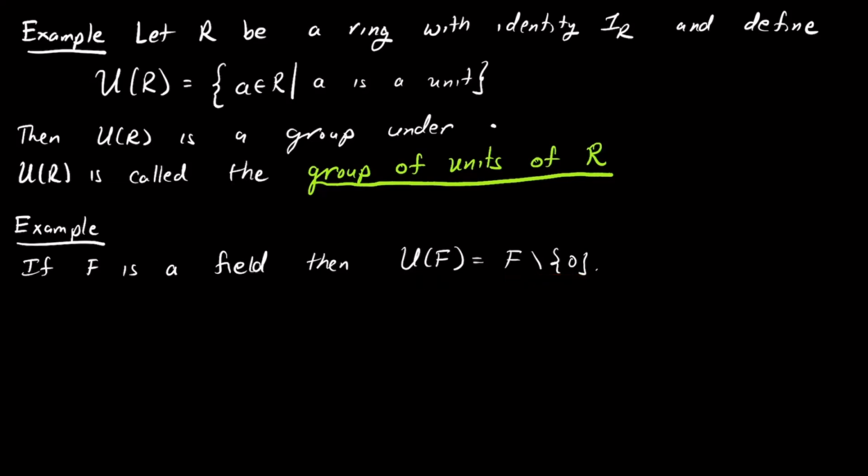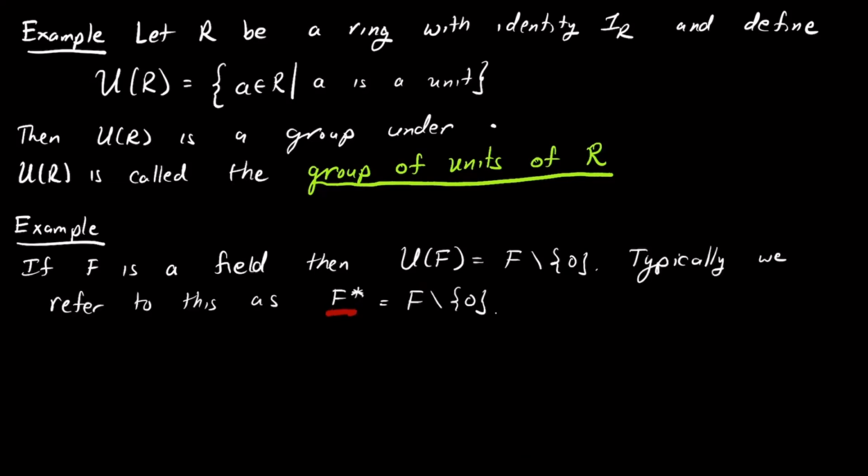And typically this isn't called U of F. It's typically called F star. So if you have a field, removing 0 from it gives us a set called F star, which is a group under multiplication. And in fact, it's an abelian group because we know that the multiplication in a field is commutative. Remember, fields are commutative rings with identity where every non-zero element is a unit. Okay, so F star is an abelian group.